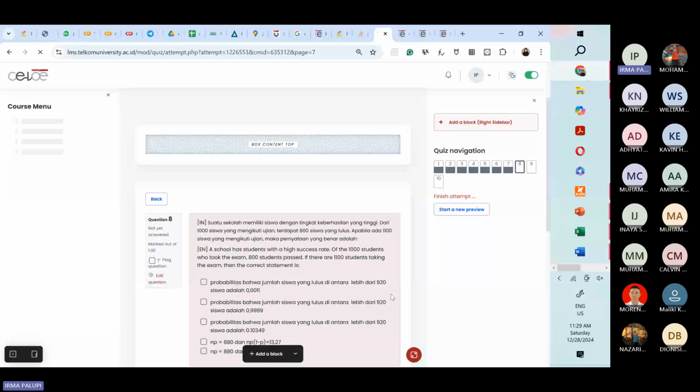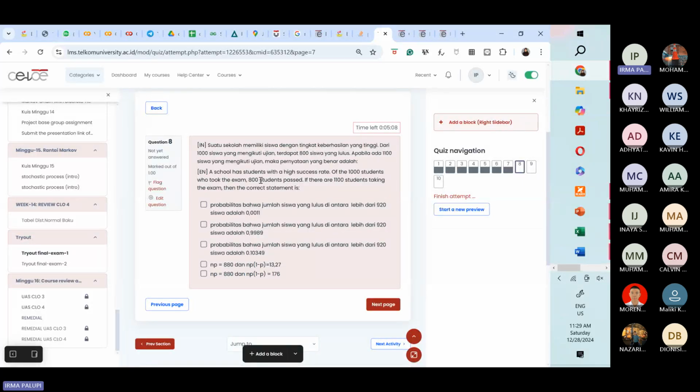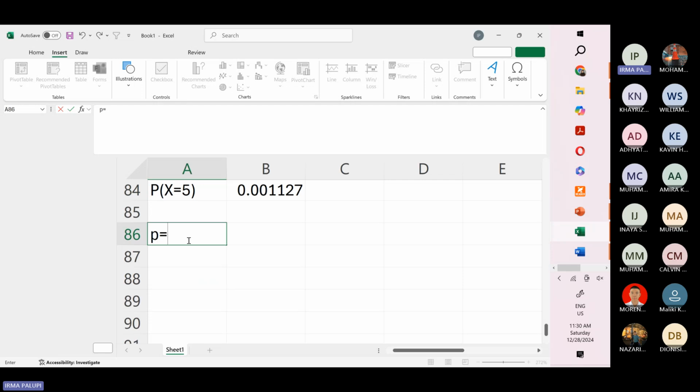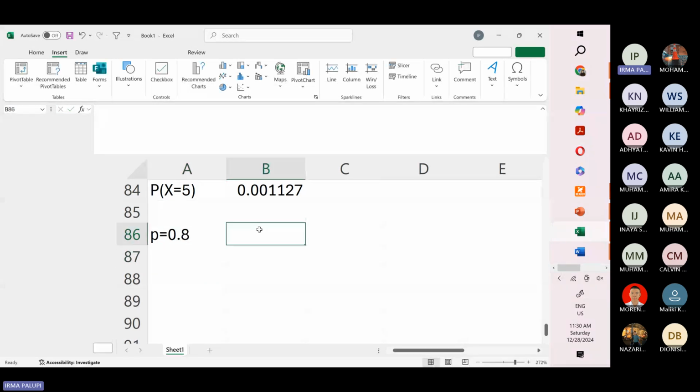Okay, so the school has students with a high success rate, and of 1,000 students who took the exam, 800 pass. If there are 100,000 students taking the exam, then the correct statement is, okay, this is actually binomial, right? Because the number of sample here is out of the population that we get. So we can assume this is information from the population, where the number of success is the number of students who pass, which is quite a high grade, 800 per 1,000, so 0.8. So here p is 0.8 and number of sample is 1,000.